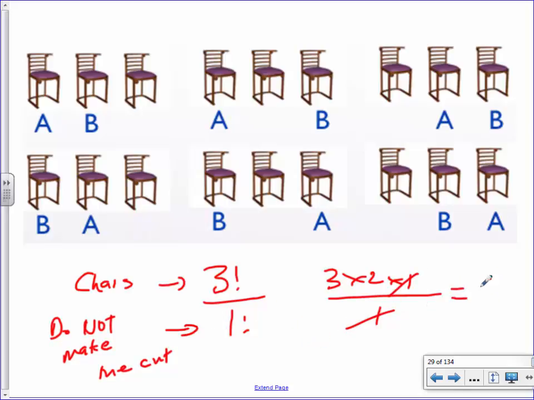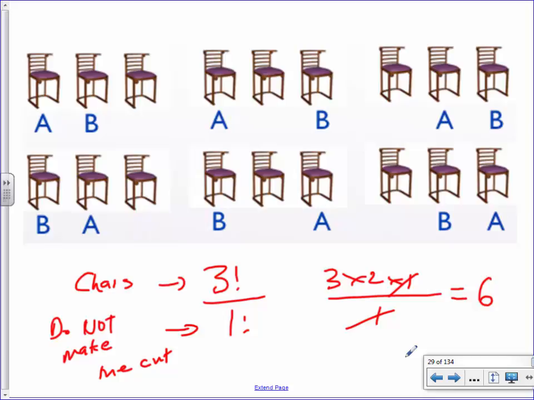Isn't 3 times 2 just equal to 6? And haven't I just shown you 6 possibilities? So hopefully you get the concept, though, that this notation will be helpful if we have larger problems. If we're only doing 2 or 3 or 4 chairs, that's one thing.